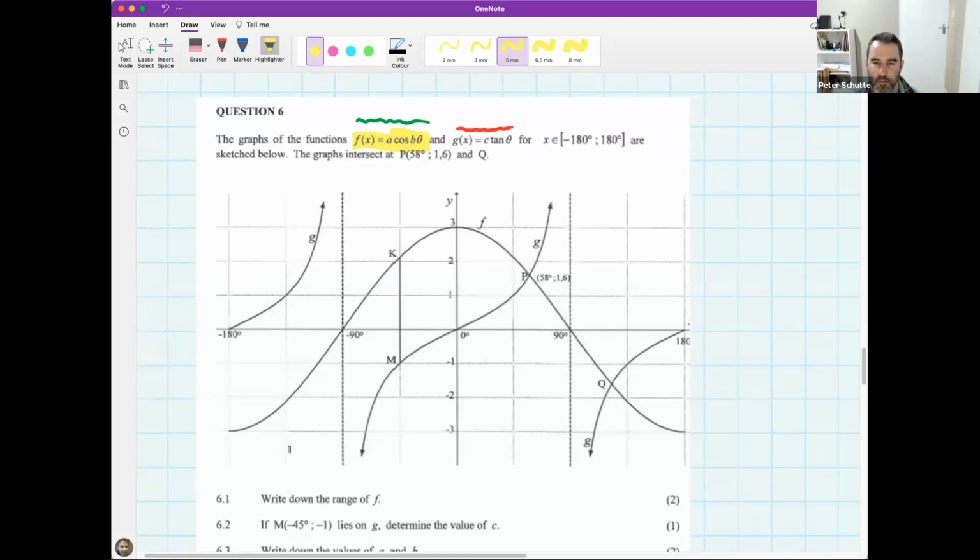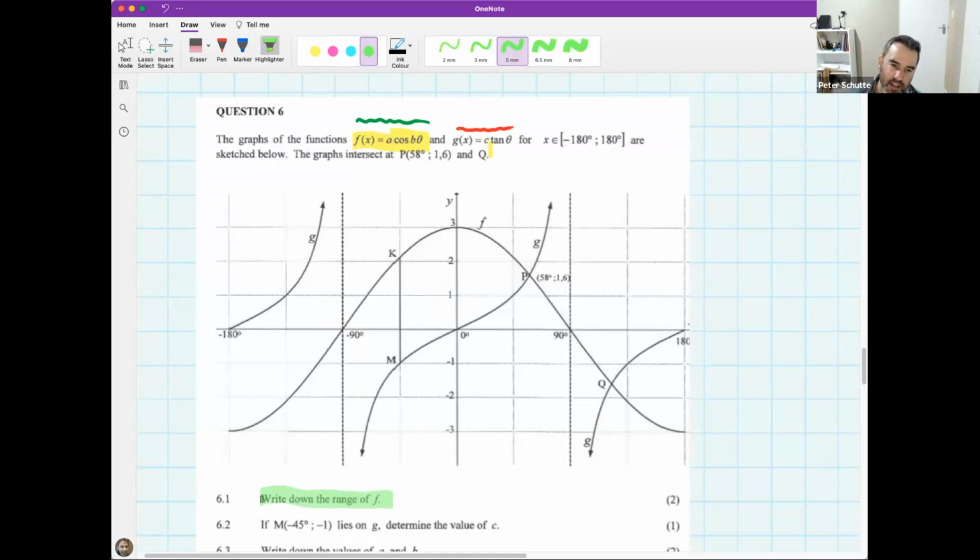Okay, now, Impor said quite correctly, the A is an amplitude change or vertical stretch. So the A is a vertical stretch. The B is a period change. It's changing the period of the cos graph. And then for C, which is related to the tan graph, that is also an amplitude change. It's going to stretch it upwards. Okay, now here's your question.